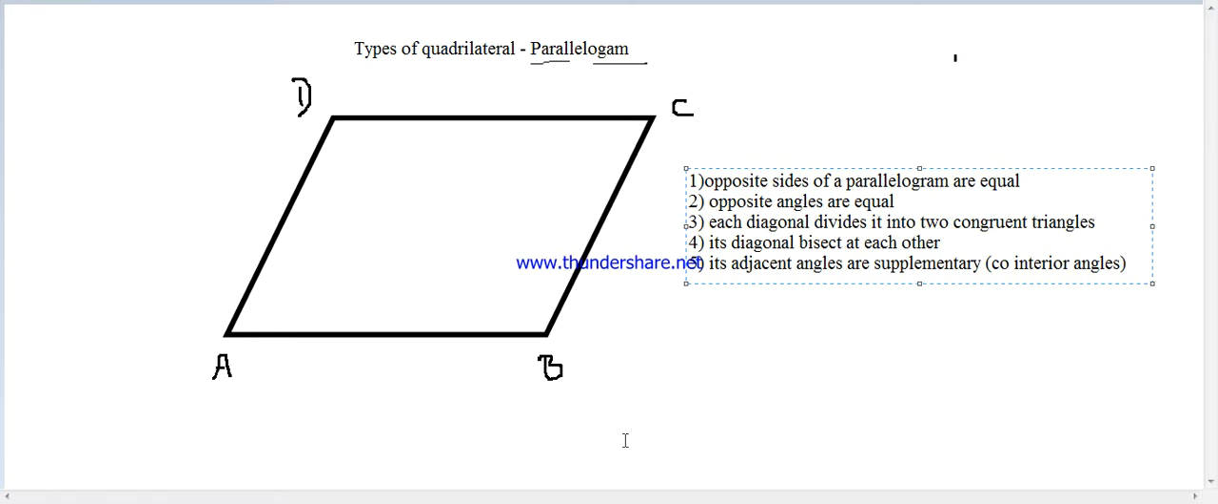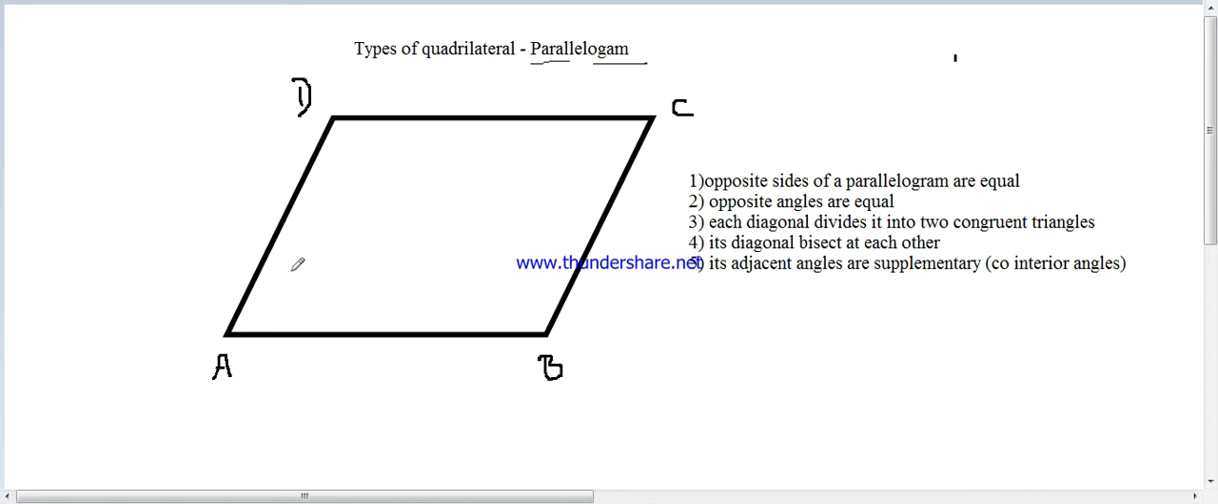The first important point is that opposite sides of a parallelogram are equal. In a parallelogram, side AB is parallel to side DC. If AB is 5 centimeters, then DC is also 5 centimeters, and they are parallel. Next, if AD is 4 centimeters, then BC is also 4 centimeters. Very, very important.